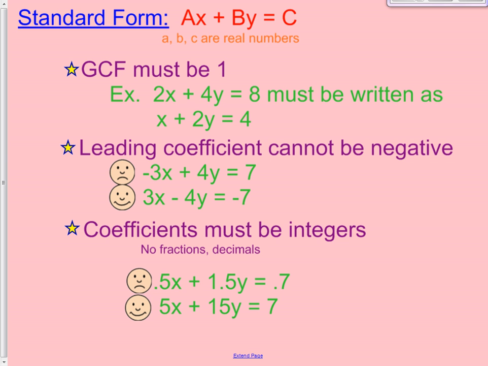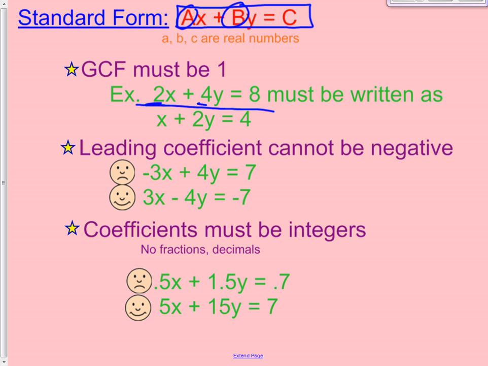Now, let's talk about standard form. It is ax plus by equals c. There's a couple things that you should know about standard form. There are 3 main rules. The greatest common factor must be 1. Okay? So if you see something that looks like this, 2x plus 4y equals 8, you have our a value as the coefficient in front of x, so 2 is our a value.